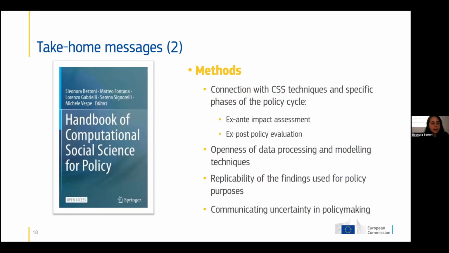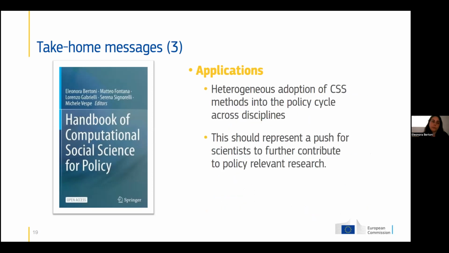As for the last part of the book, in the application, we do see a really high level of heterogeneity in the adoption of CSS across disciplines. So notable examples are in the field of macroeconomic forecasting, where there already are advanced forecasting models using non-traditional data, which have been used to inform economic policy during the COVID-19 pandemic. And there are a few examples there also coming from studies published by our colleagues at the JRC.